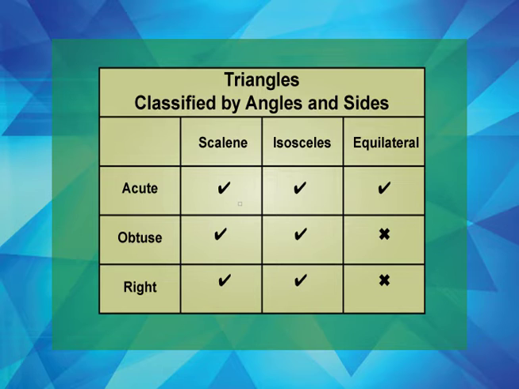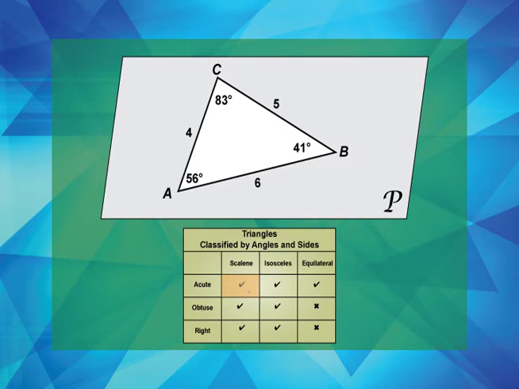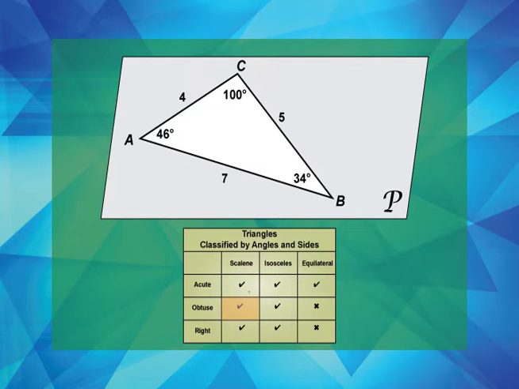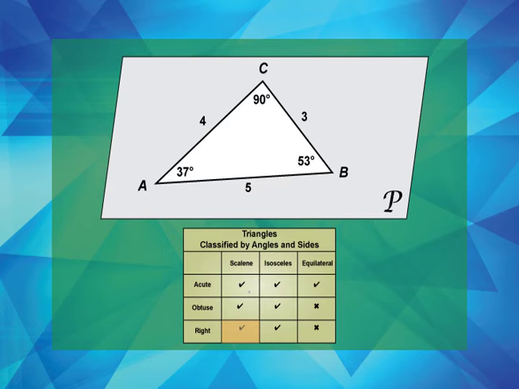Let's start by looking at different types of scalene triangles. This is an example of a scalene acute triangle. See how each angle is less than 90 degrees? See how none of the side lengths are congruent? This is an example of a scalene obtuse triangle. See the obtuse angle? See how none of the side lengths are congruent? This is an example of a scalene right triangle. See the right angle? See how none of the side lengths are congruent?